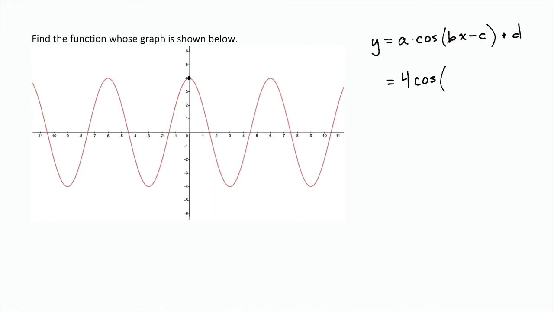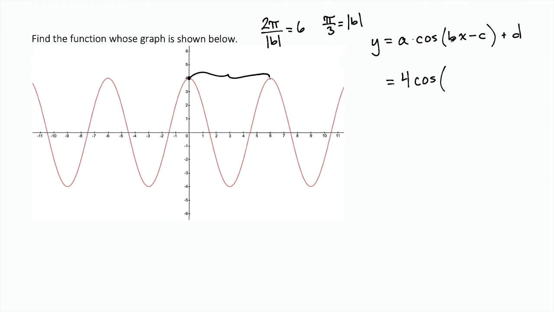Okay, we need to find b, and we use it with the period. Now the period we know is 2 pi over the absolute value of b. And in this case, if we look at this, we can see that our period from peak to peak is 6. So this is equal to 6. And so we can solve for b here. If we multiply by b and divide by 6, we get 2 pi over 6, or pi over 3. Pi over 3, and that's the absolute value of b.